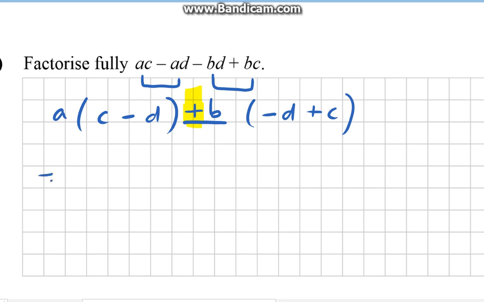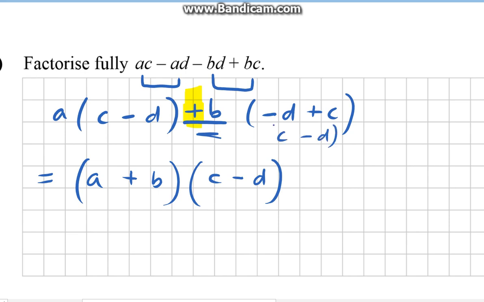So that will give us A plus B. We take the two terms that are outside the brackets on C minus D, because that's the exact same thing that's in that bracket. Like you could write this bracket again as C minus D. A and C minus D plus B and C minus D, and that will give you your answer.